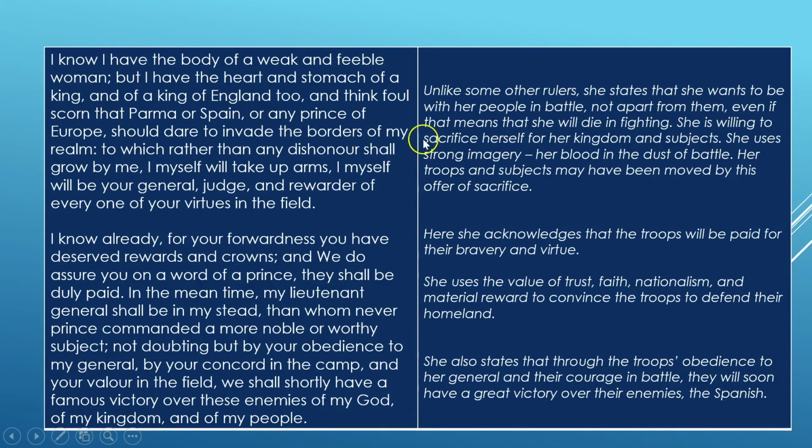In the next section, she talks about herself as a woman, but she also has the heart and stomach of a king, of a true king. She's willing to sacrifice herself for her kingdom and subjects. And she uses strong imagery such as her blood in the dust of battle. Her troops and subjects may have been moved by this offer of sacrifice.